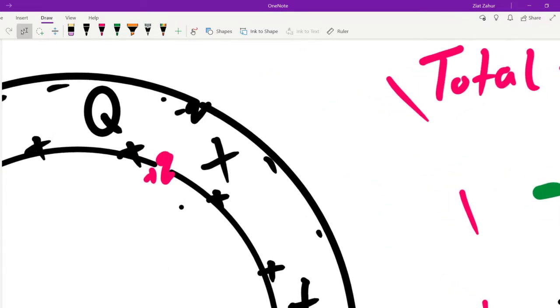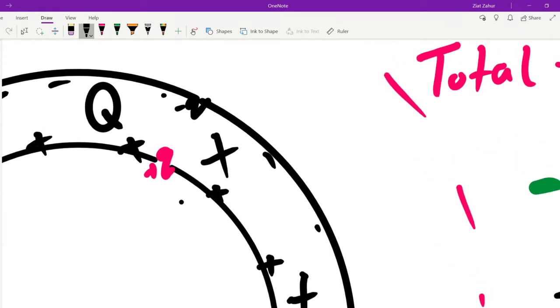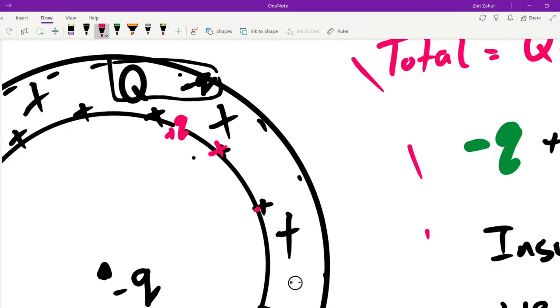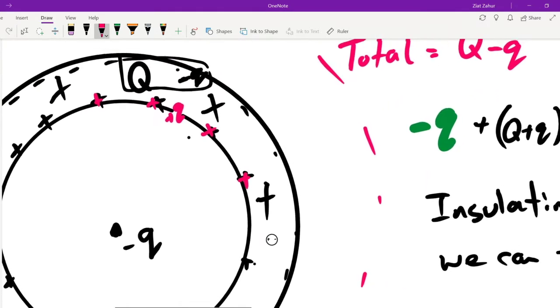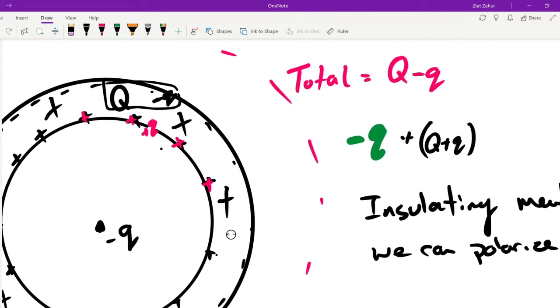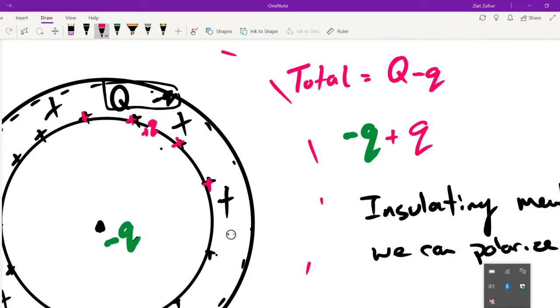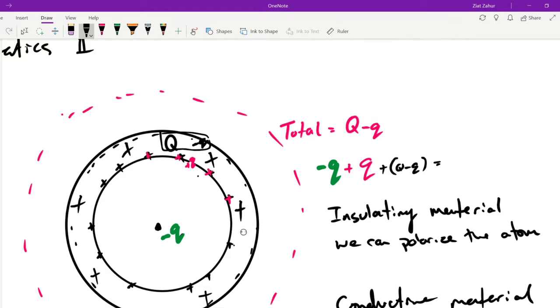I tried to use black and pink. I guess that's where I messed up. So the black is supposed to be here, and then the pink should be here. Yep. So now if I do it in order, the green is the inside. So let's color code this. There. So the green is the inside, negative Q, plus the pink, and plus the black. There. And this gives us Q minus Q.